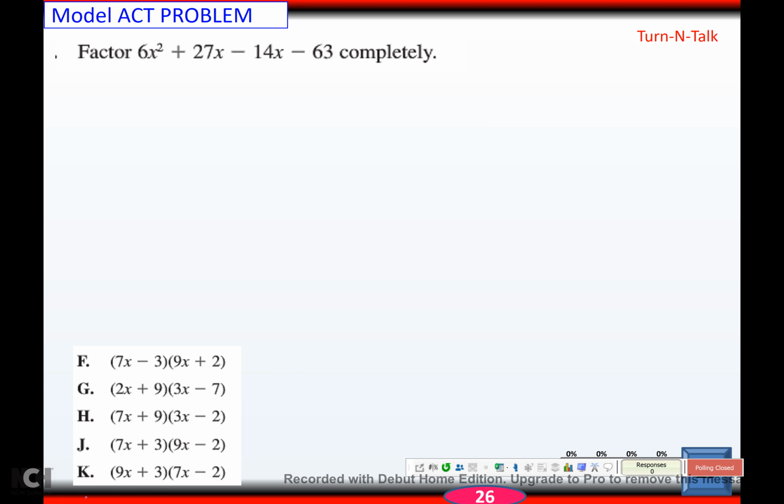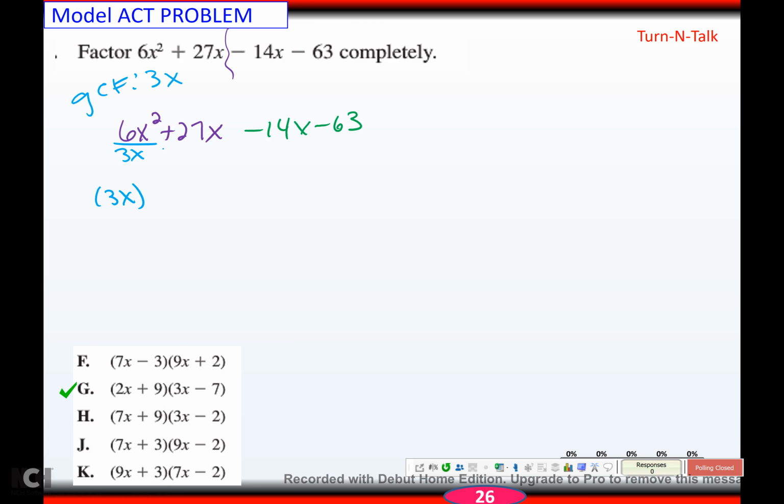I see 4 terms, so I'm thinking grouping, 2 by 2. So 6x squared plus 27x is on one half. The other 2 is negative 14x minus 63. GCF, biggest number 6, no, 5, 4, 3, and 1x. So my GCF is 3x. To get what's left, I divide. 6x squared divided by 3x is 2x. 27x by 3x is positive 9.